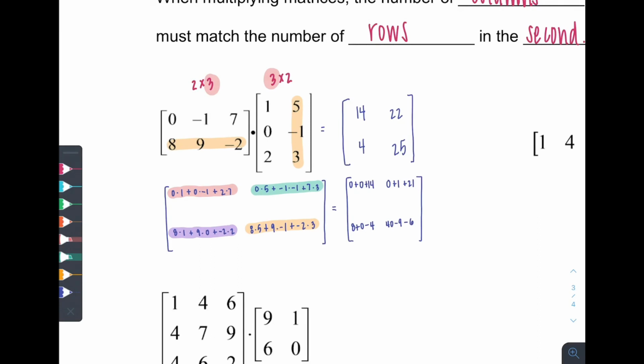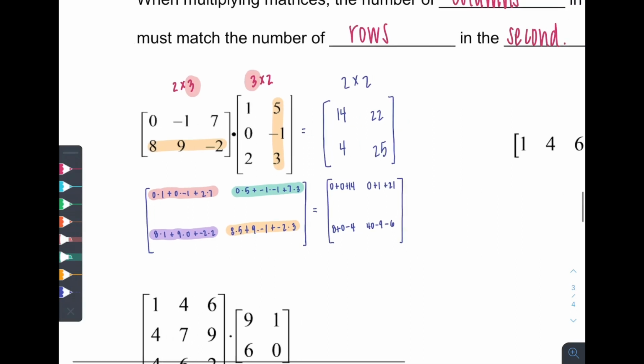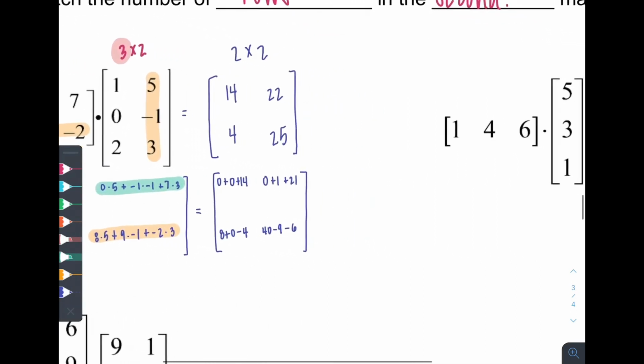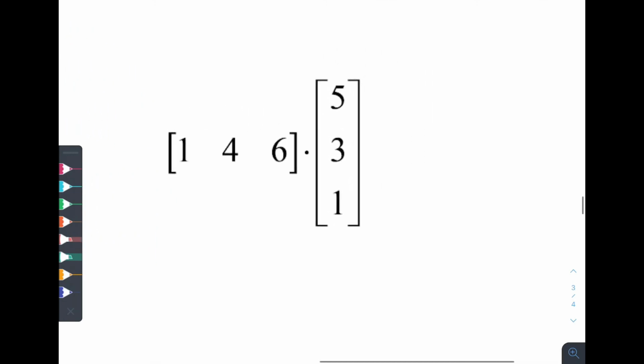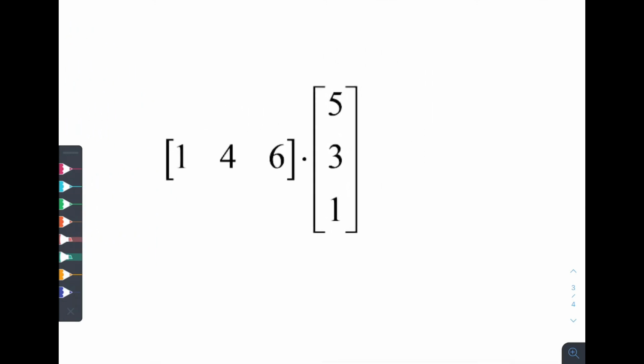You'll notice that we have a 2 and a 2 here, and we ended with a 2 by 2 matrix. That is not a chance. That is very much an intentional thing there. Okay, so this next one here, I've got 1 row by 3 columns and 3 rows by 1 column. So I should end up with a 1 by 1 matrix in the end.